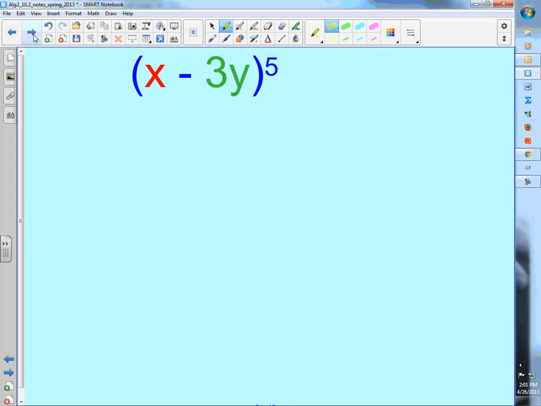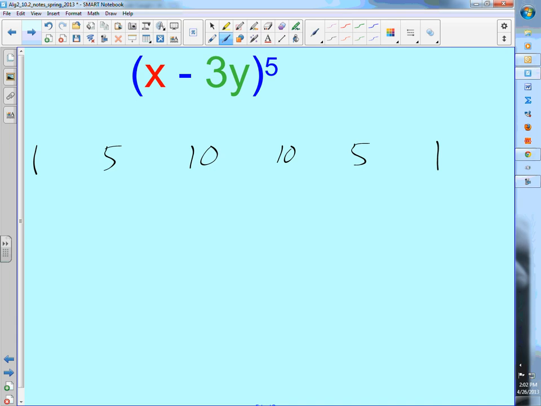So this one, we now have a minus, and we have a coefficient. So I'm going to tell you how to deal with the minus first, and then we'll deal with what to do with the coefficient. The coefficient works like the x squared. So again, we're looking at the 5th row of Pascal's triangle. So it's going to be 1, 5, 10, 10, 5, 1.